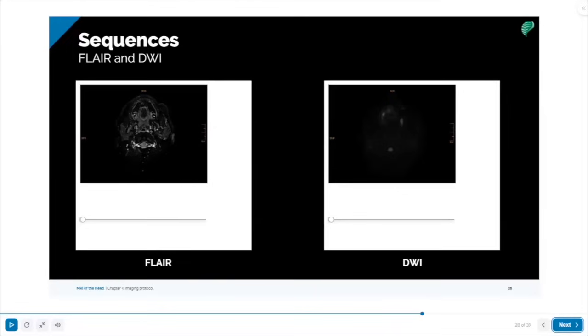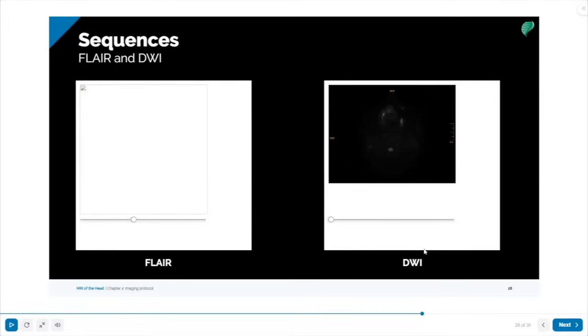Fluid attenuation inversion recovery, also known as FLAIR, is used to suppress fluid signals, such as the signal coming from CSF, in order to highlight lesions near the ventricles. FLAIR is also used for detecting multiple sclerosis plaques. So you can see on these sequences, and that is supposed to be a FLAIR, that is not a FLAIR, because that is a T2.